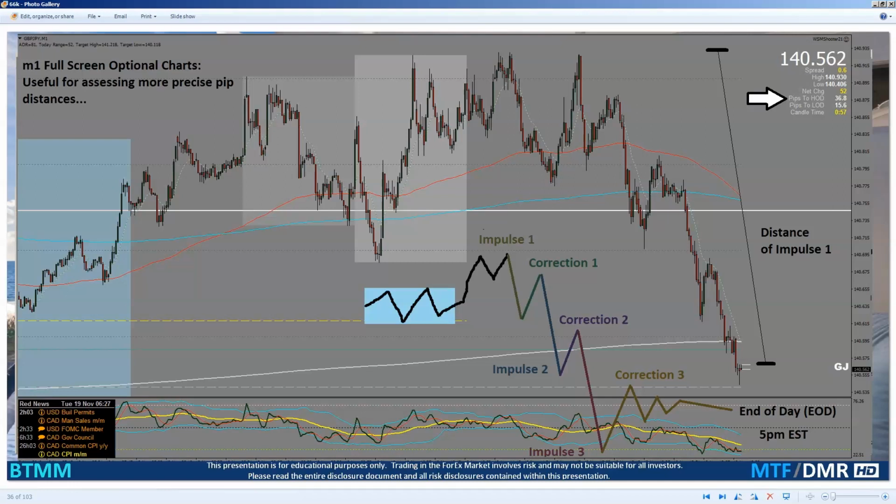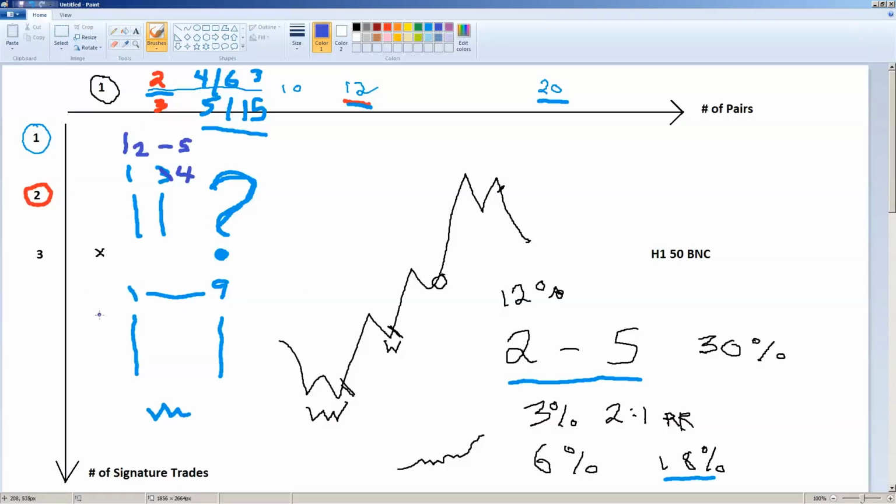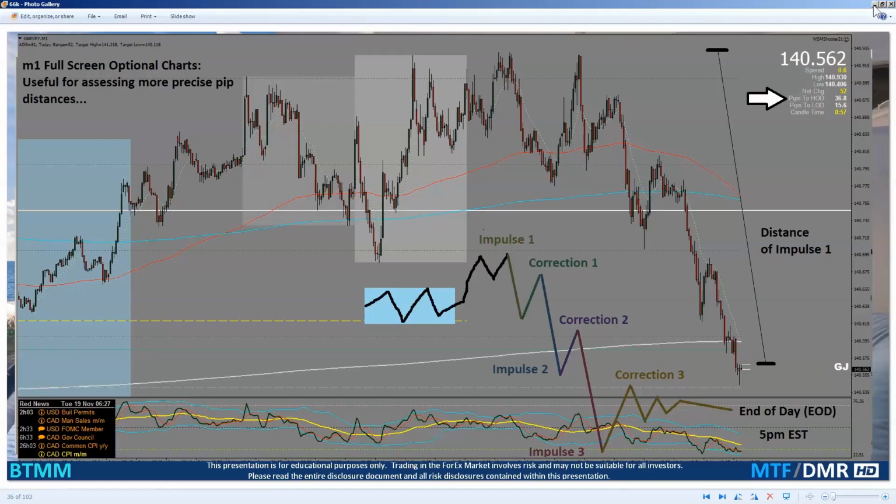Conversely, if you're the type of person that has unlimited time in front of the screen, 1 to 9, well, then you can go for impulse 2 easily and you can weather that pullback, right? So you can weather the pullback into correction 1 and then the move into impulse 2. Even if this is 6, 7, 8 in the morning Eastern time, you can still basically get away with doing that. It's not a problem.